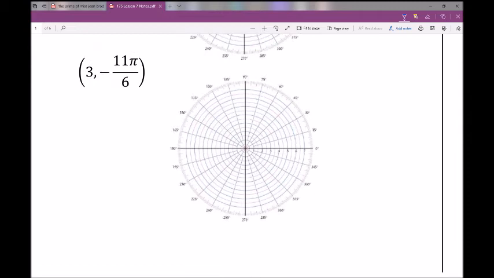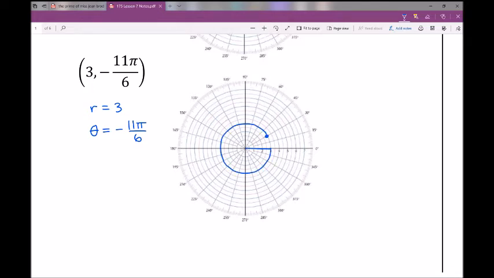For the point 3 comma negative 11 pi over 6, again our radius is 3, but this time our angle is negative 11 pi over 6. So we'll start at the origin, go out to the circle of radius 3, and we'll go around that circle until we hit negative 11 pi over 6, and that would be right there.